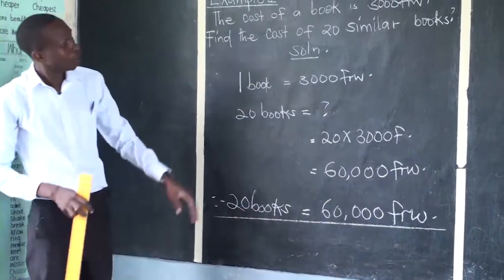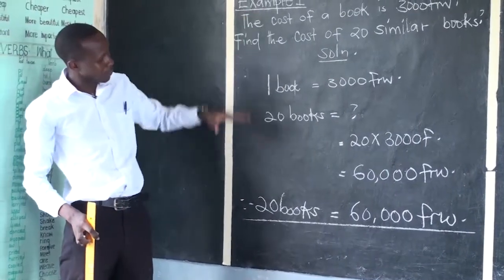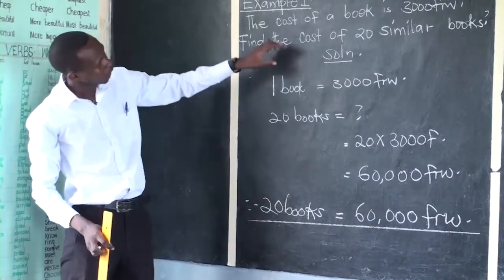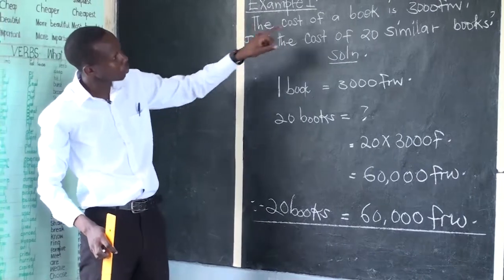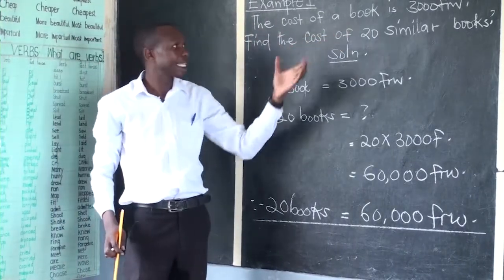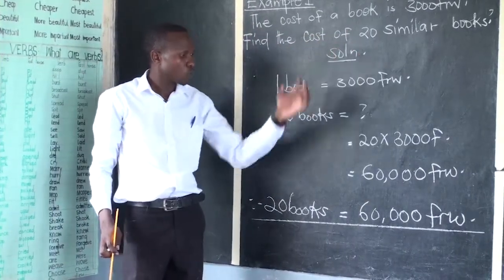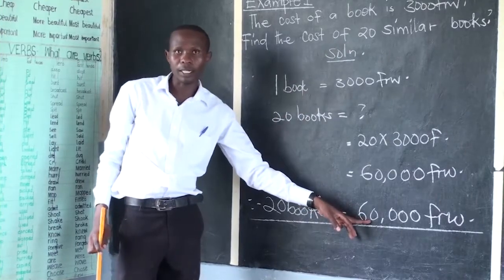So this makes the end of the first example. If one book costs us 3,000, then 20 books will cost us 60,000.